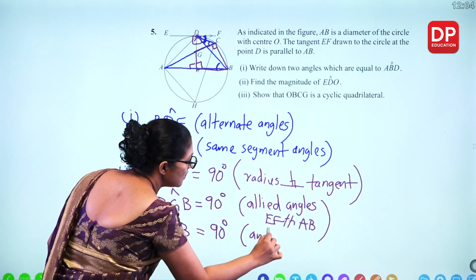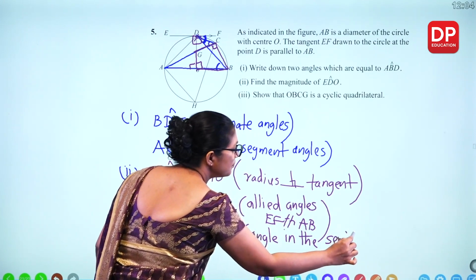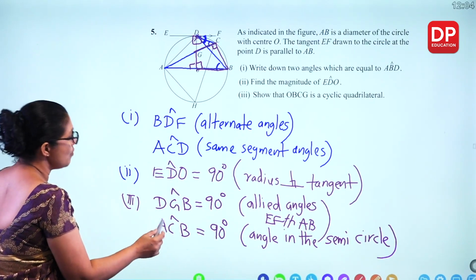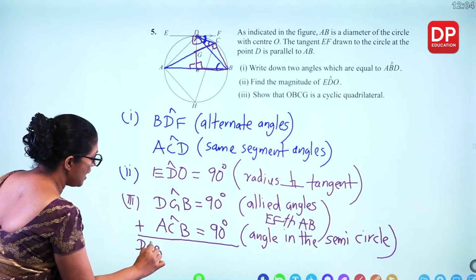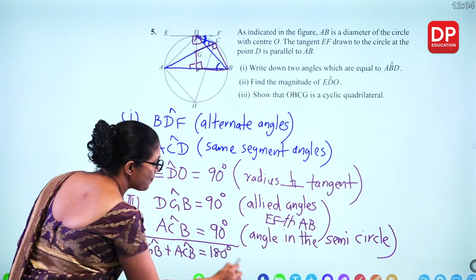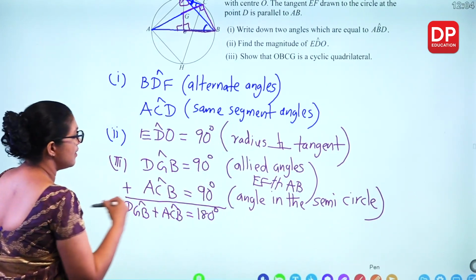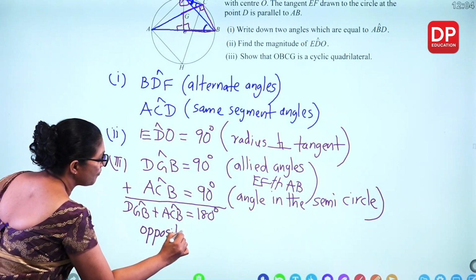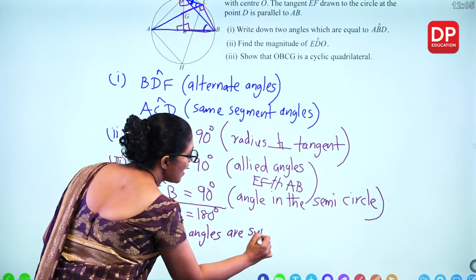Angle in the semicircle. Then when you add these two, what do you get? DGB plus ACB equals 180. So opposite angles are supplementary. That means 180.